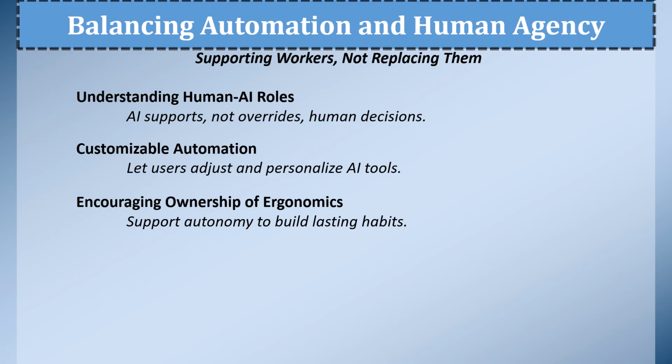When AI supports rather than overrides human choice, users become more likely to engage with the system and sustain healthy habits. A well-balanced system reinforces good behavior while respecting personal control. Effective ergonomic AI respects the human element. When a worker feels in control, they are more likely to use and trust the system, making long-term success more achievable.